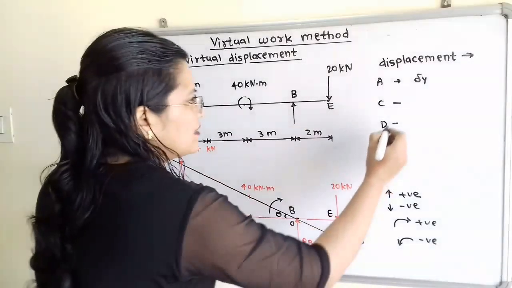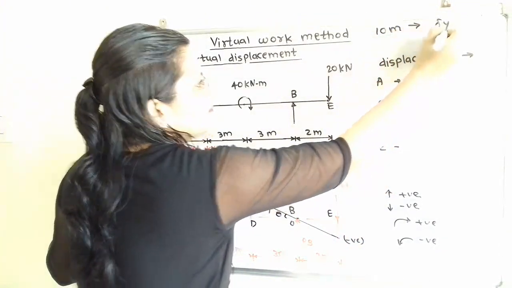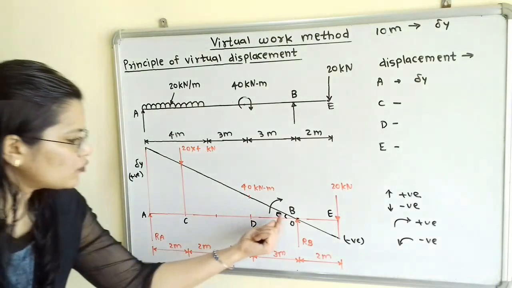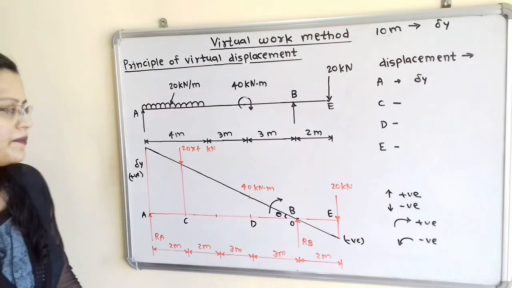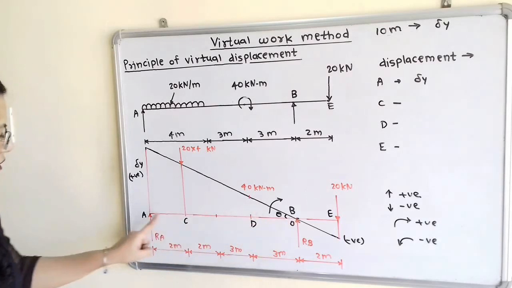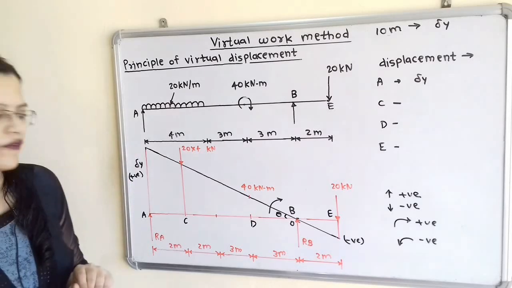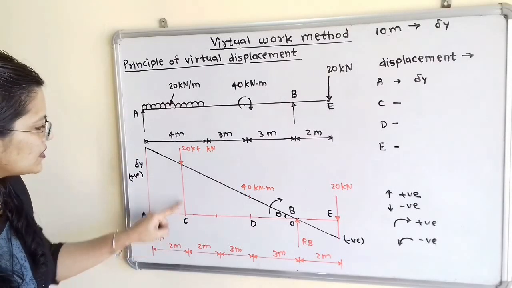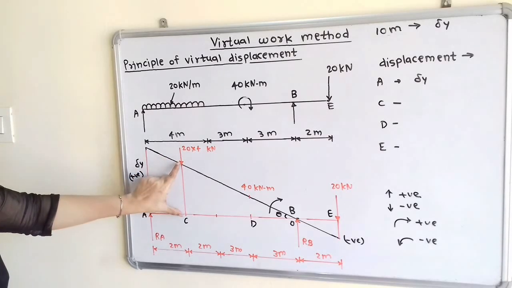So we have to write this. For 10 meter displacement given is delta y. Now we have to measure this distance where the displacement is 0, that is from point B. So if we observe here, for this 10 meter length displacement given is delta y. Now we have to measure this displacement at point C. So what is the displacement given at point C?